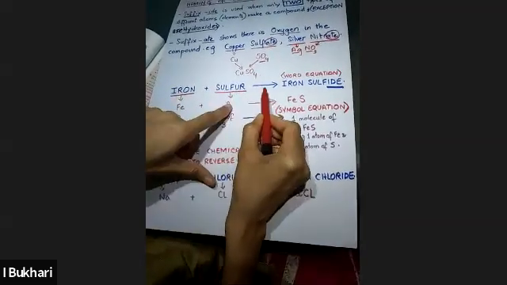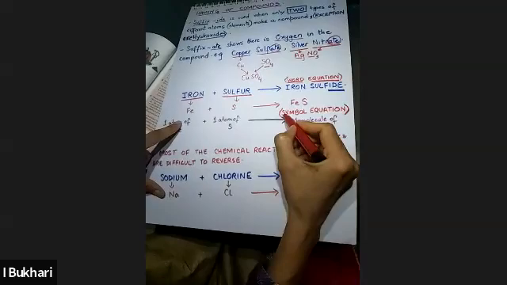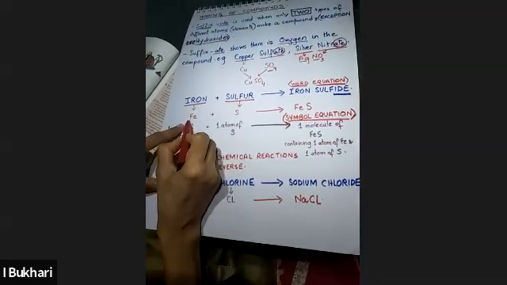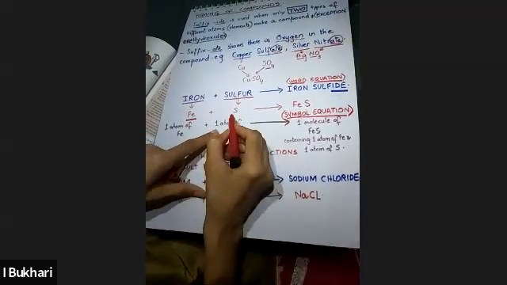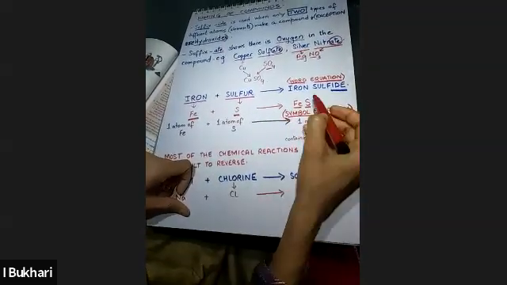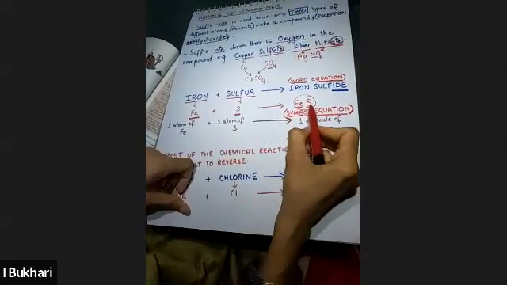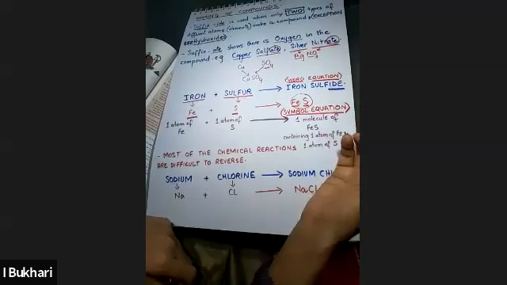Iron plus sulfur giving me iron sulfide. This sort of equation is called a word equation. And then we can also use a symbol equation, where we use the symbols of the elements from the periodic table. The symbol for iron is Fe, the symbol for sulfur is S, and when these two combine, we write FeS. So this formula tells us that there is one atom of iron bonded with one atom of sulfur.